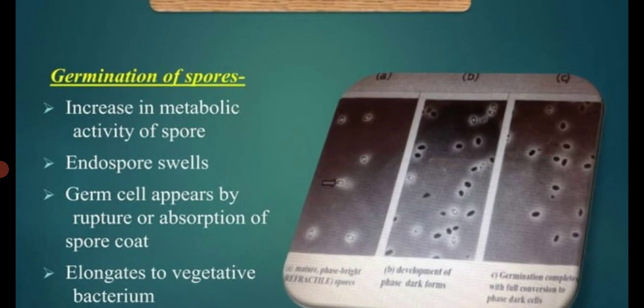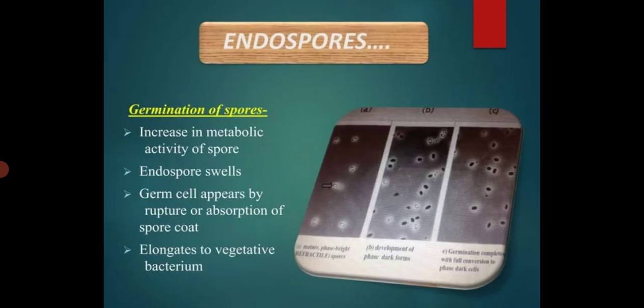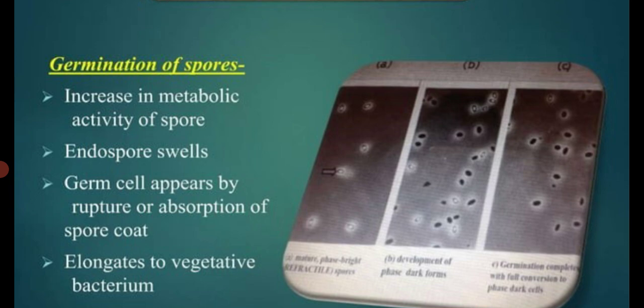When a spore germinates into a vegetative cell, this is called germination. Germination of a spore occurs at optimum conditions of environment and growth, and it leads to an increase in the metabolic activity of the spore. Because of this metabolic activity, the endospore swells and a germ cell appears by rupture or absorption of the spore coat, and then this germ cell elongates into a vegetative bacterium.